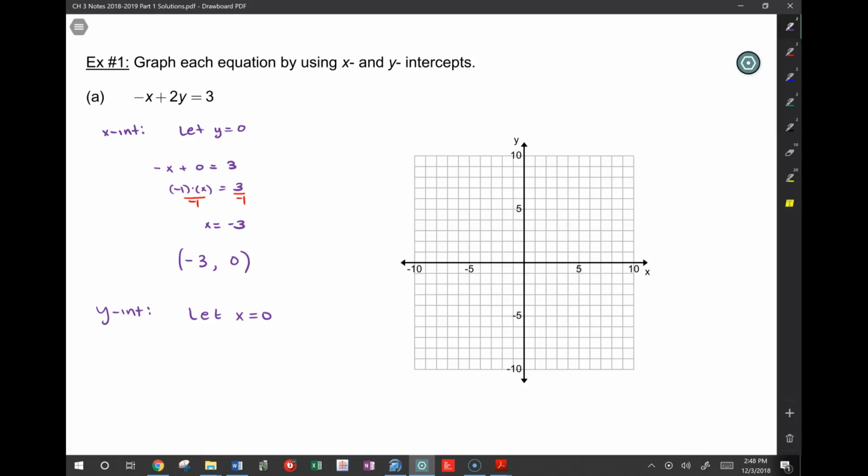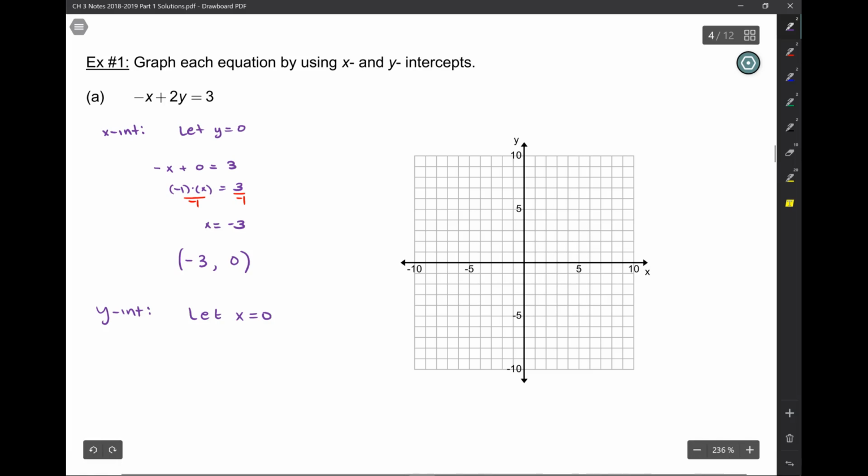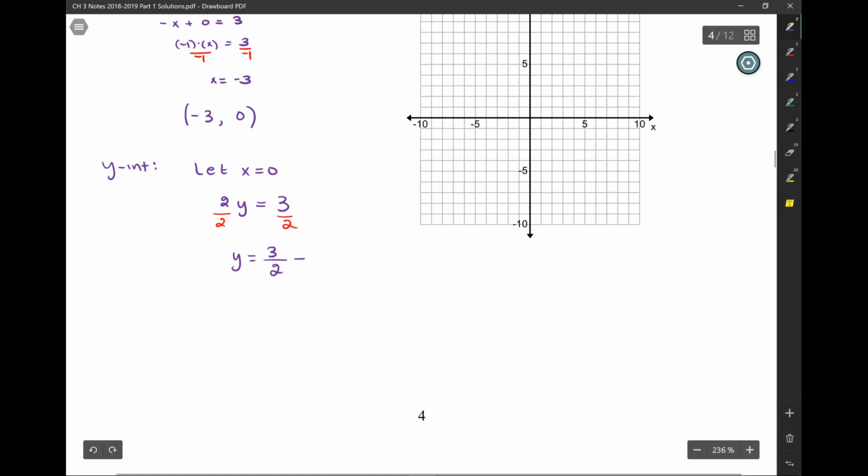So here we're going to say let x equal 0. And now, since x is 0 here, then we don't write it. We just have 2y equals 3. Now, I divide by 2. So y is 3 over 2, which is the same as 1.5. So the y-intercept is 0, 1.5.